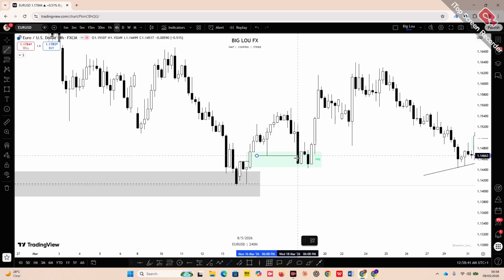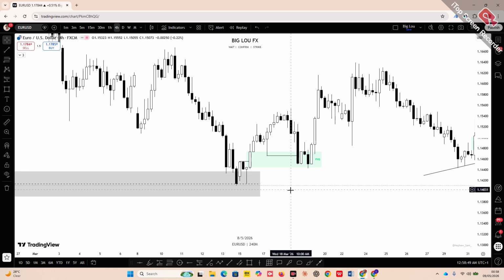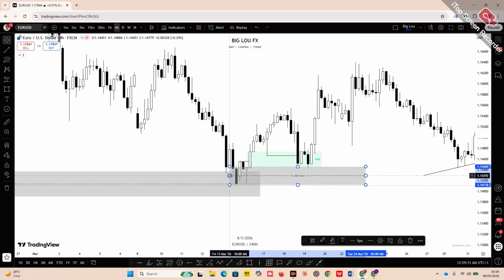Here was our inducement. And then after this inducement, where is our trade? Our trade came from here. So we're going to mark this trade right here, the OB, the main order block. That was how we got this buy that tapped in here and rallied up.